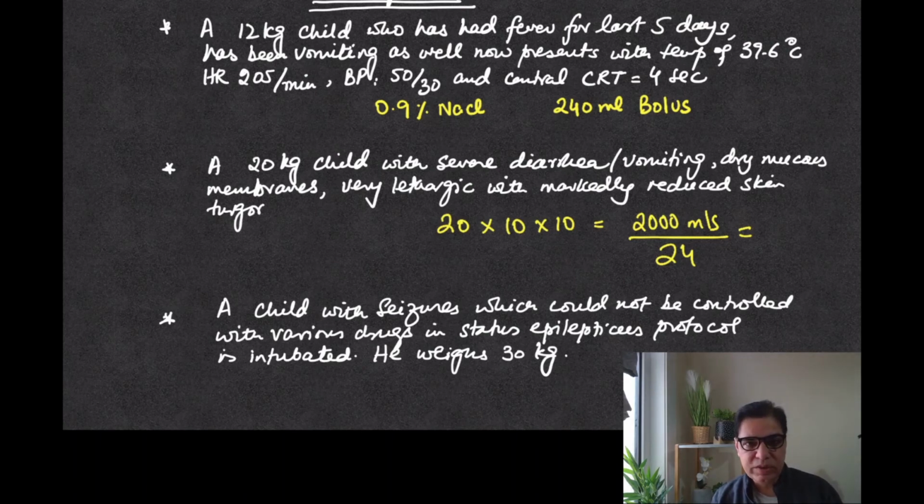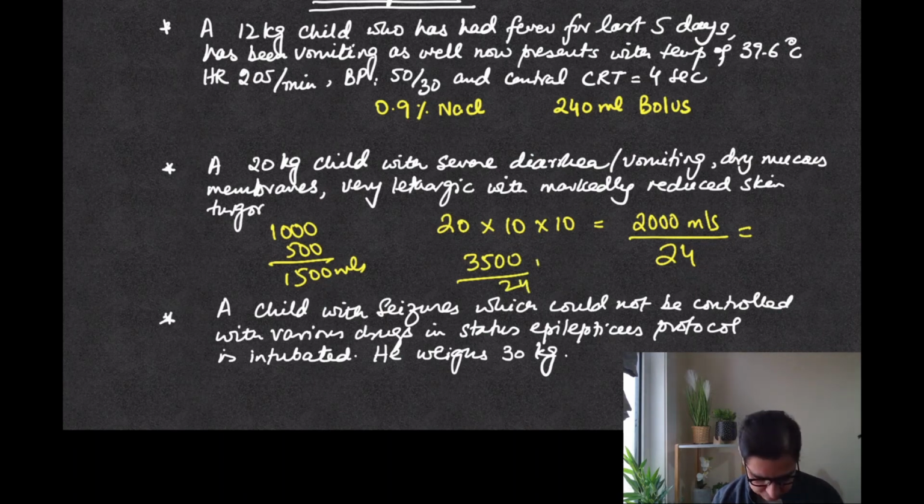So for this 20 kg child, for the first 10 he would need 1000 mils, and for the next 10 he would need 500. So that makes it 1500 mils. So 1500 plus 2000 becomes 3500, which has to be given over 24 hours. So if you do the maths, you will get an hourly rate of fluids which has to be given to this child per hour for the next 24 hours.